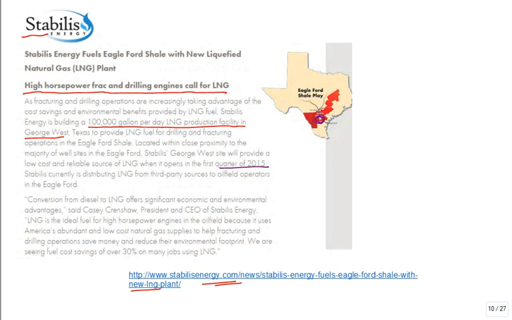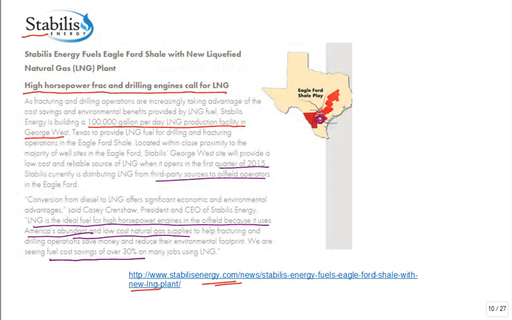I don't know personally, but they're going to be feeding all that oil field equipment using the fuel from the oil field. LNG is ideal fuel for high horsepower engines in the oil field because it's cheap, essentially low cost natural gas. And we're seeing cost savings or fuel savings of about 30% on the jobs, which is enough to make that switch.